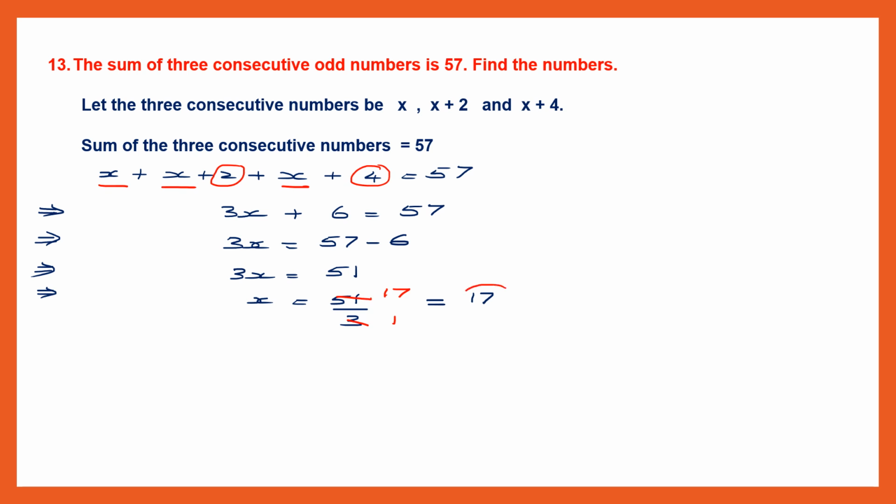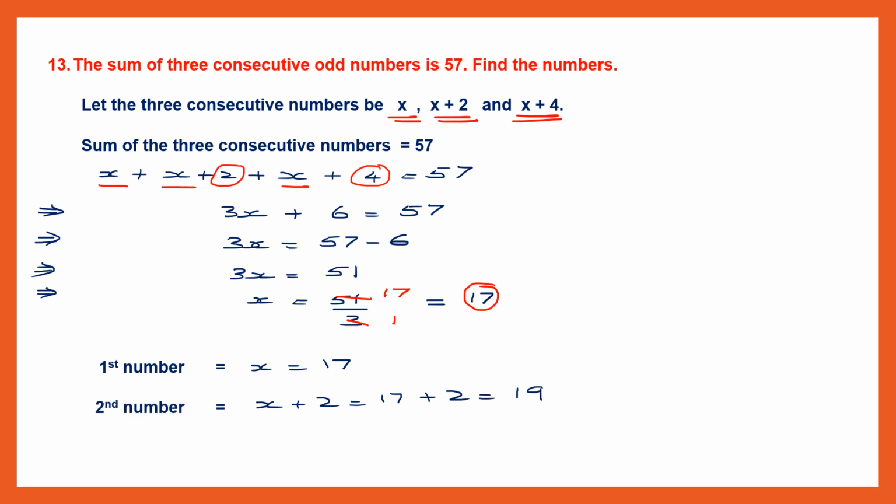Now we can find the three numbers because we said in the beginning that the three numbers are x, x plus 2 and x plus 4. So let's write the first number. So the first number is x, isn't it? The first number is x. So that is 17. So the first number is 17. Now the second number we said is x plus 2. So that is 17 plus 2, which is 19. And the third number is x plus 4. And x is 17. 17 plus 4 is 21.